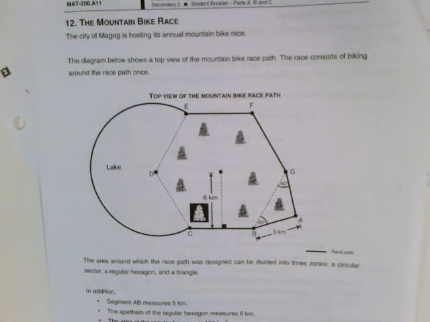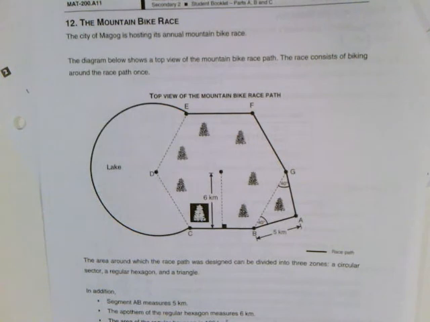Question for the grade 8 exam that I was asked to go over. It says the city of Mayo is hosting its annual mountain bike race. The diagram below shows a top view of the mountain bike race path. The race consists of biking around the race path once. So you have to go around this perimeter once, okay?